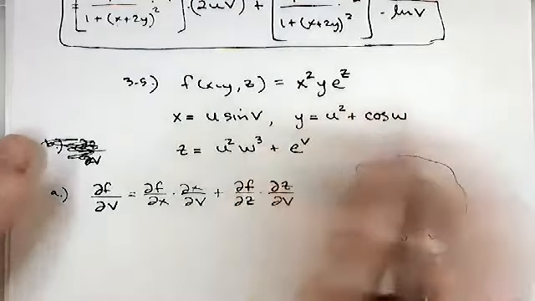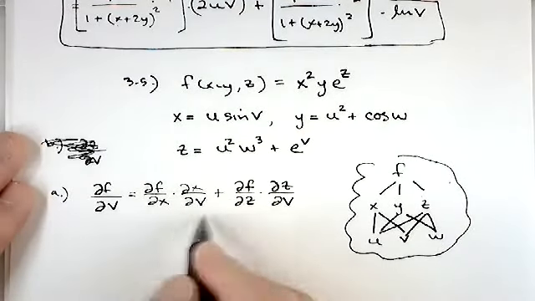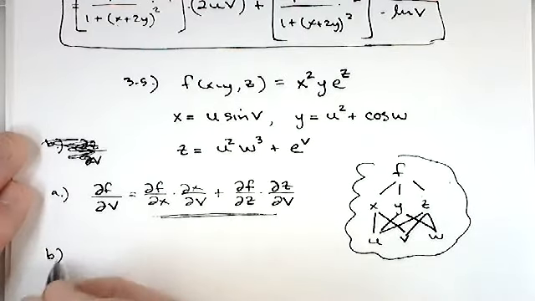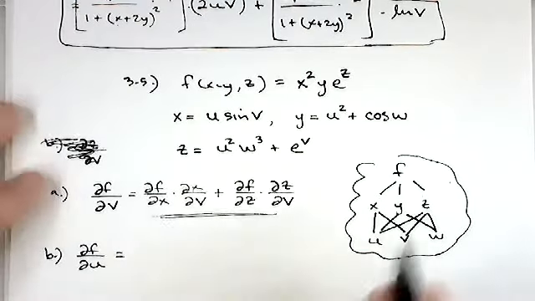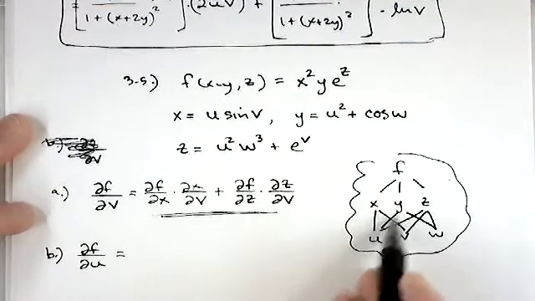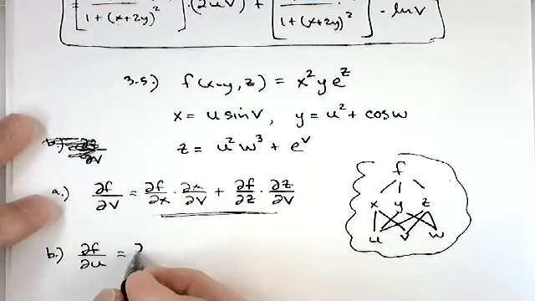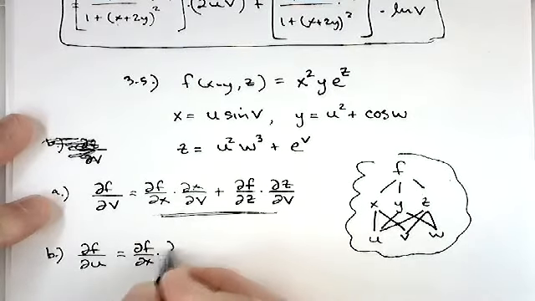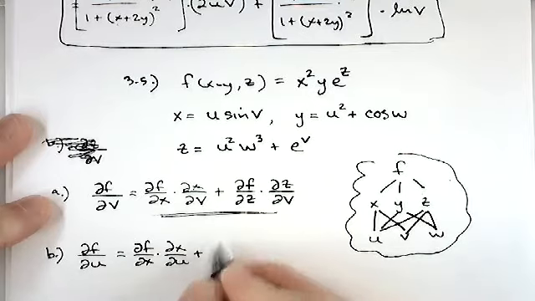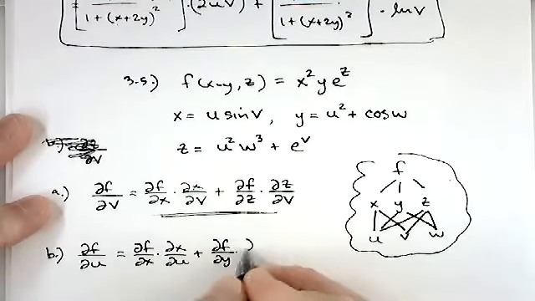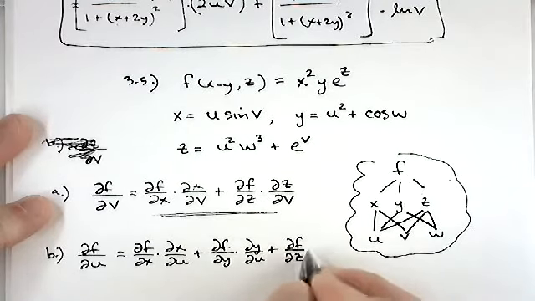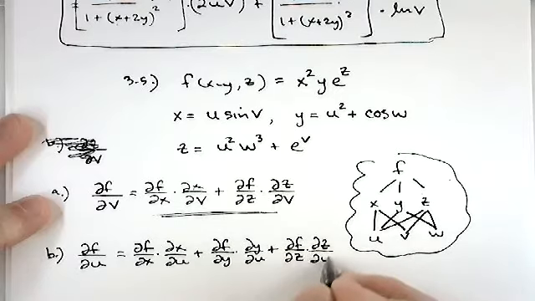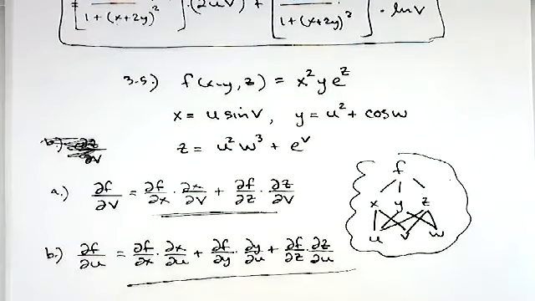Let's not worry about cranking out the numbers. What I'm really emphasizing here is how you would set it up. So what if I asked for the partial of f with respect to u? Now, unfortunately, I have to go down all 3 paths. So it'd be the partial of f with respect to x times the partial of x with respect to u, plus the partial of f with respect to y times the partial of y with respect to u, and then with respect to z. And you'd have all those derivatives to work out.